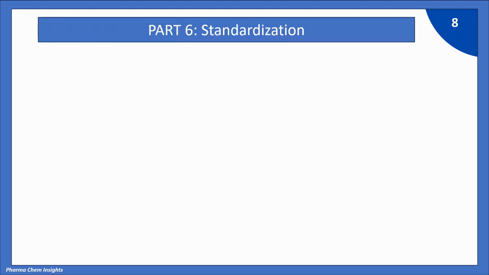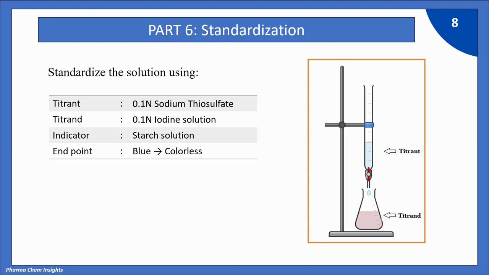Now let's see the standardization part. Standardize the solution using titrant 0.1 normal sodium thiosulfate solution, titrand 0.1 normal iodine solution. Indicator is starch solution, which is added towards the endpoint of titration. Endpoint is blue to colorless. Standardization ensures the iodine solution prepared is correct.